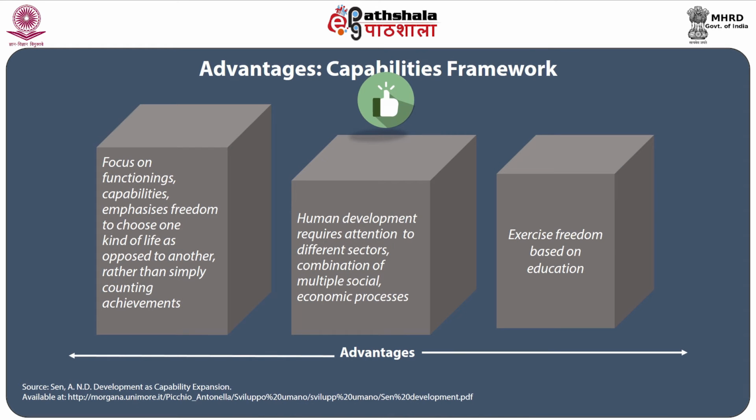Human development requires attention to multiple sectors and a combination of multiple social and economic processes. It focuses on functioning and capabilities. It emphasizes the freedom to choose one kind of life, one quality of life as opposed to another, rather than simply counting achievements. For instance, the education sector is central to the capabilities approach and to human development. It increases the ability to exercise freedom, and it also depends on how the level of education received enhances overall productivity. Now let's discuss the human development approach.